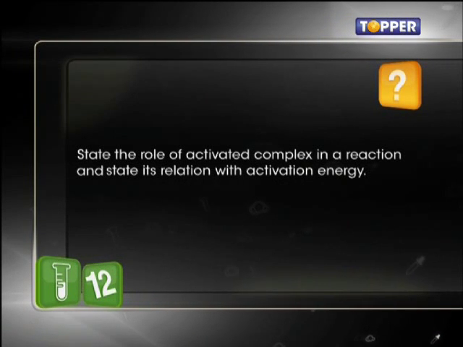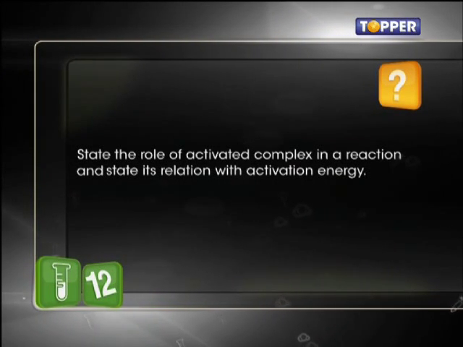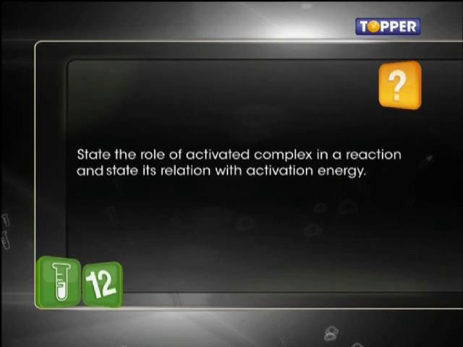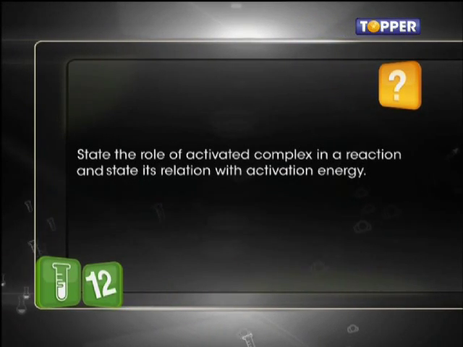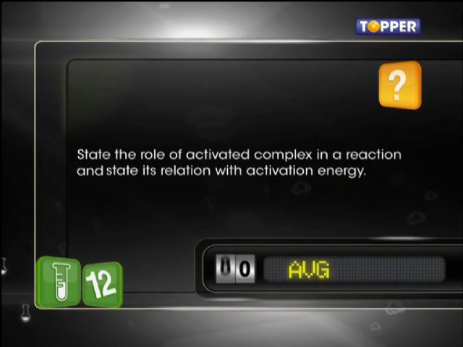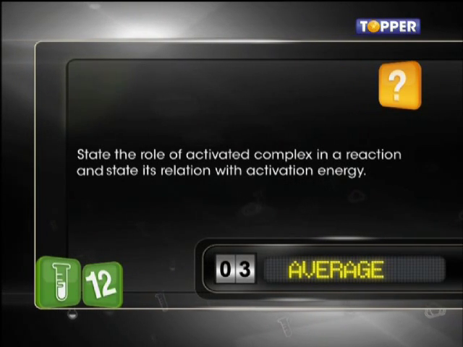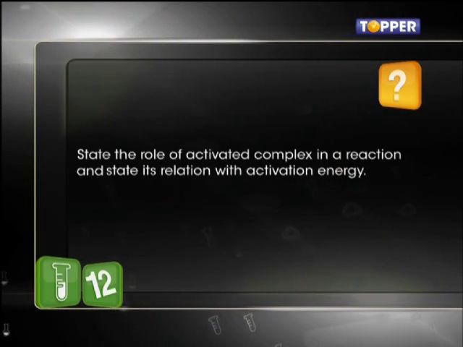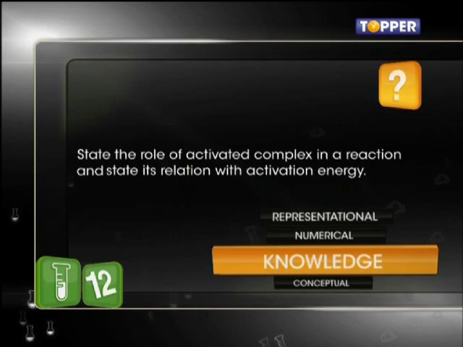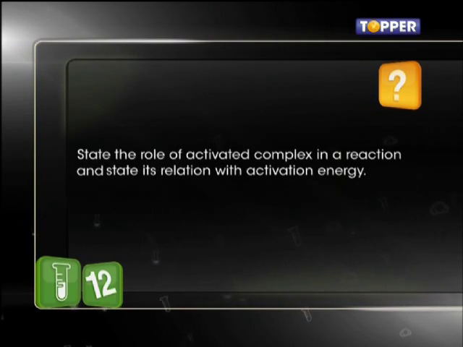State the role of activated complex in a reaction and also state its relation with activation energy. Take a look at the answer now.